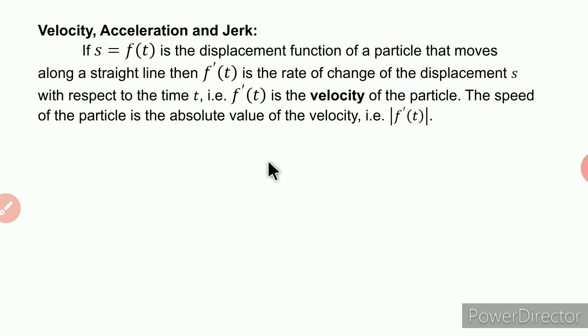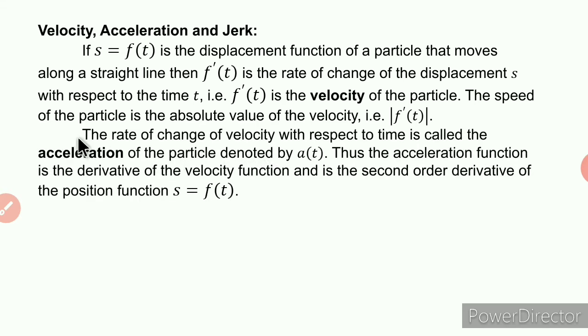Okay. Now see the acceleration. The rate of change of velocity with respect to time t is called the acceleration of the particle, and it is denoted by a of t. वेलॉसिटीला v ऑफ t ने रिप्रेझेंट करतात आणि ॲक्सेलरेशनला a ऑफ t ने. Thus the acceleration function is the derivative of velocity. ॲक्सेलरेशन म्हणजेच काय? वेलॉसिटीचं डेरिव्हेटिव्ह विथ रिस्पेक्ट टू टाइम t.